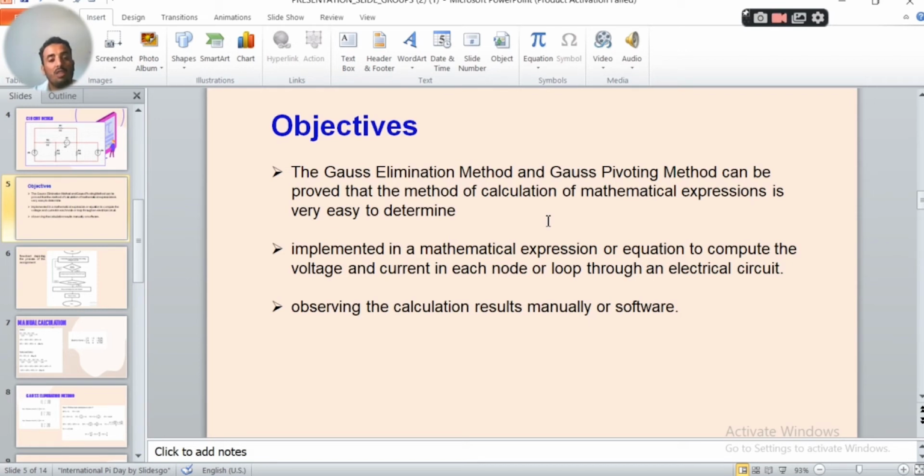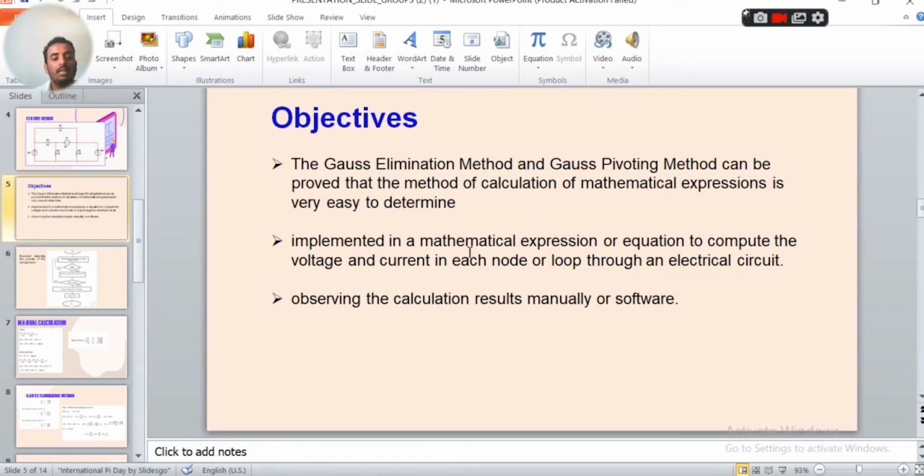The objective of using Gauss's elimination method is that it is very easy to determine the calculation, and implementing it in a mathematical expression or equation to compute the voltage and current in each node or loop of the electrical system is very easy. We also observe the calculation results, manual and software, and compare the answers.